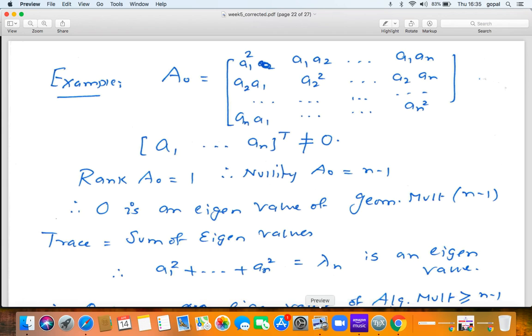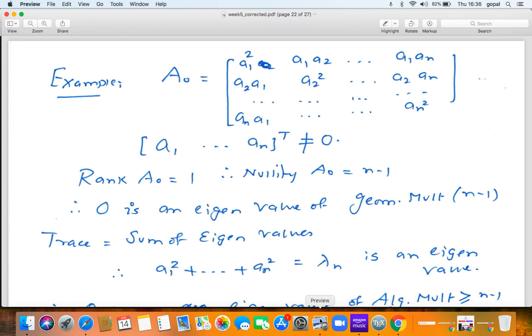What can you say about the rank of this matrix? Observe that any two rows are proportional. The first row is a multiple of (a1, a2, ..., an). The second row is also a multiple of (a1, a2, ..., an). The last row is also a multiple of (a1, a2, ..., an). So the rank of the matrix is 1. So what is the nullity of the matrix? n minus 1. The nullity of the matrix is n minus 1. 0 is an eigenvalue. What is the geometric multiplicity of the eigenvalue 0? The geometric multiplicity of the eigenvalue 0 is n minus 1.